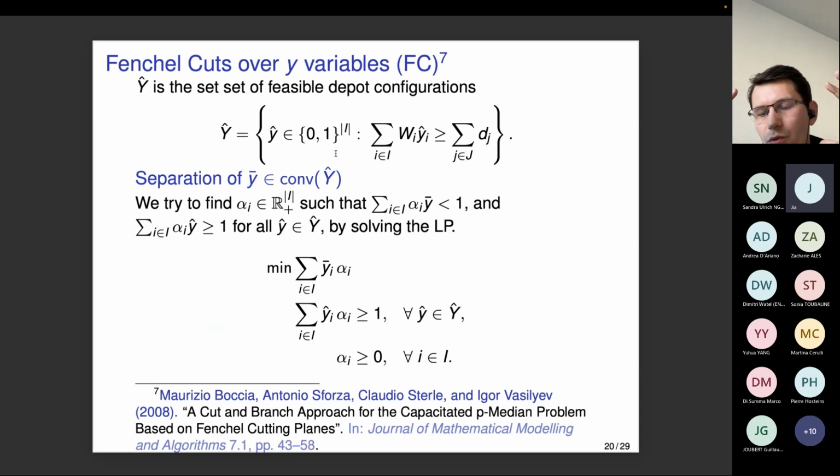This is actually to convexify the part of the polyhedron which concerns only y variables. Basically, this allows us to have strong inequalities over y variables, and they come from the inequality which says that the total capacity of the open depots should be greater than or equal to the total demand. This can be reduced to another knapsack constraint, and from this knapsack constraint we can generate strong knapsack cuts, but this time not for the clients but for the depots.